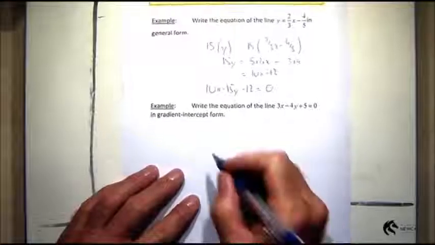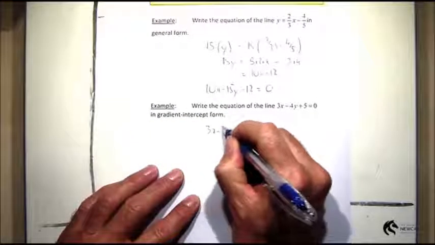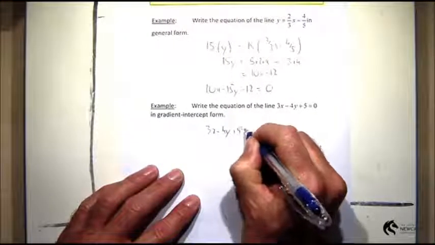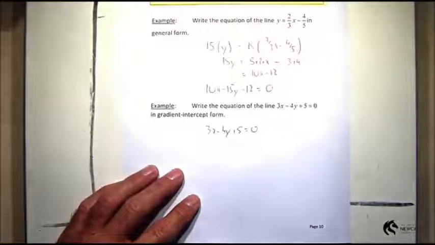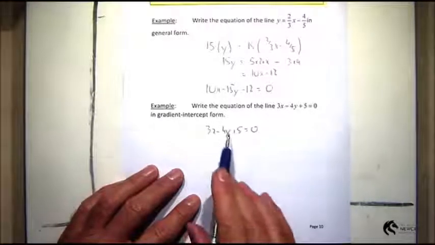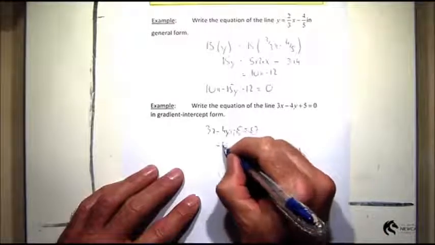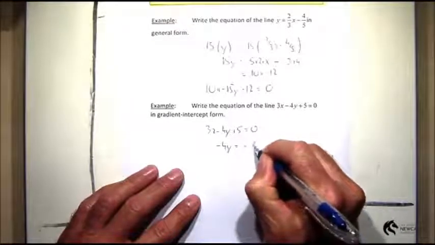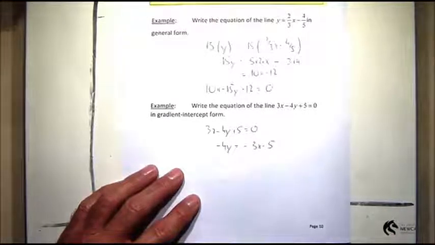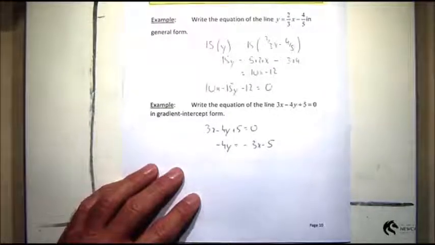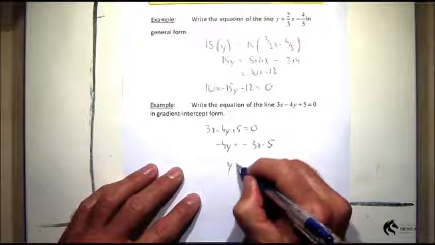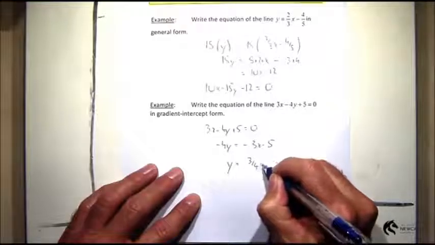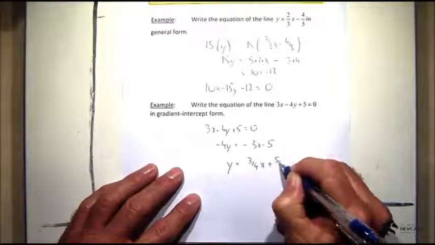If I have a line in general form, to write it in point gradient form or gradient intercept form, all I have to do is make y the subject. So here I go, minus 4y is equal to minus 3x minus 5. Divide both sides by minus 4, and I will have y. Now I'm doing lots of steps in one here. And there it is.